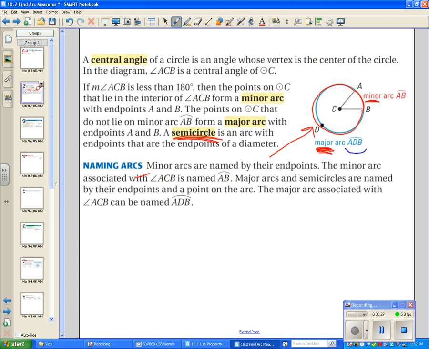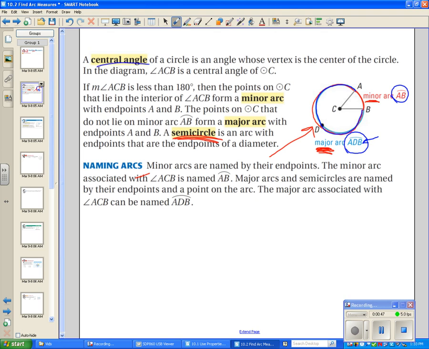Notice the difference in labeling here. We have 3 points for ADB and 2 points for AB. 3 points are needed to convey that it's a major arc, and you can see that A goes through D and then to B. That's how we identify a major arc. It is possible to name a minor arc with 3 points, but we don't typically do that. Actually, that leads to a lot of confusion, so I'd ask that you not do it.